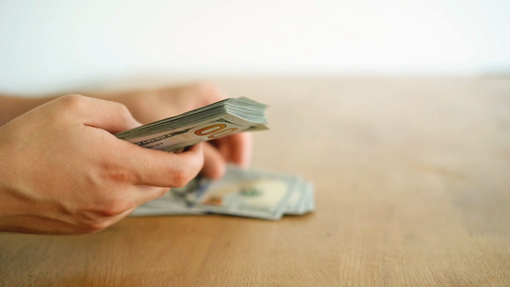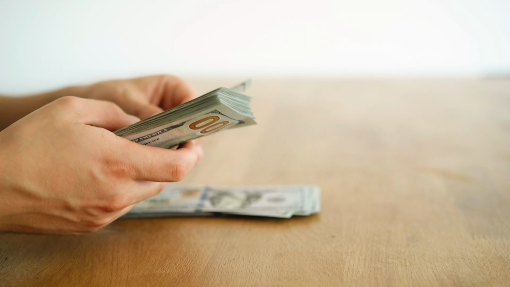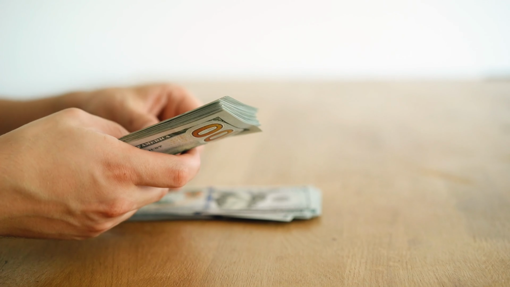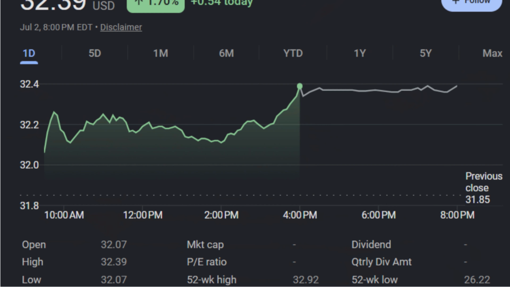How much SCHD do you need to earn $100 per month? Have you ever wondered how much money you need invested in SCHD to generate an extra $100 per month in dividend income? Let's do the math. First, SCHD, the Schwab US Dividend Equity ETF, currently has an annual dividend yield of around 3.25%.